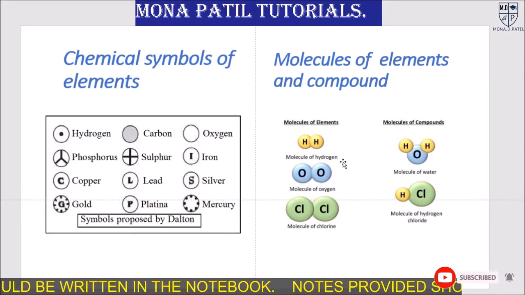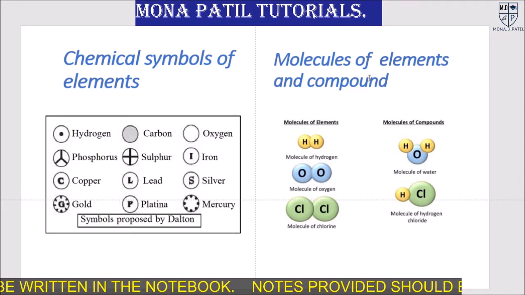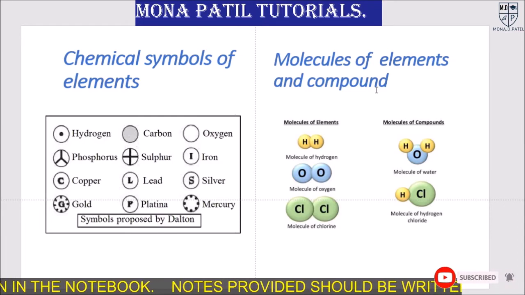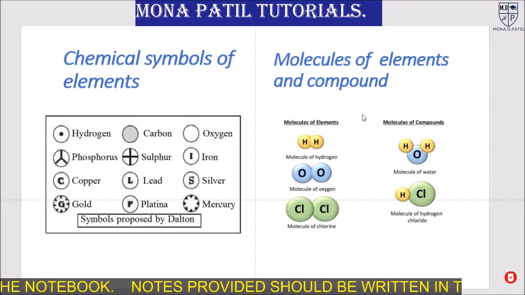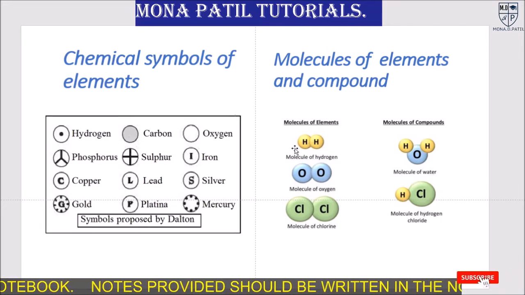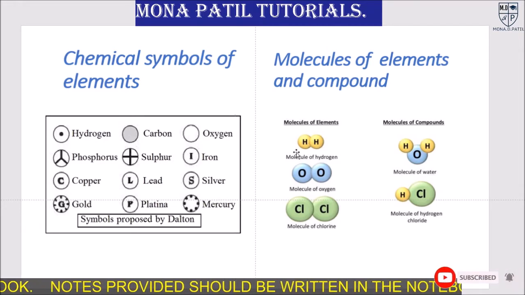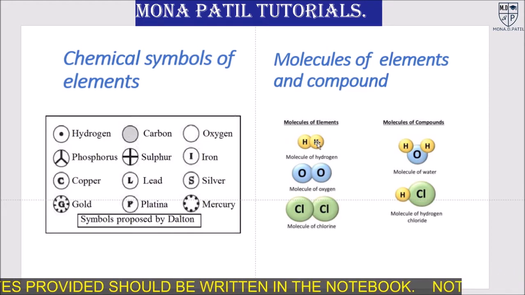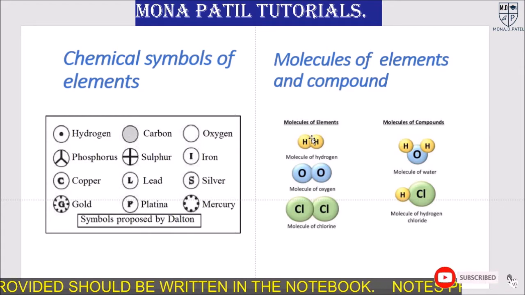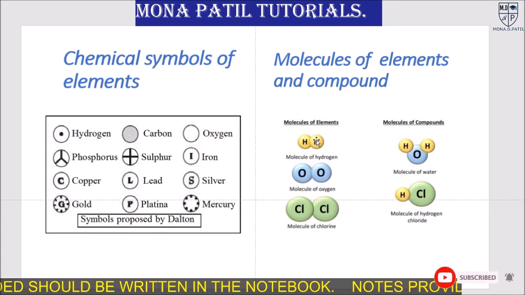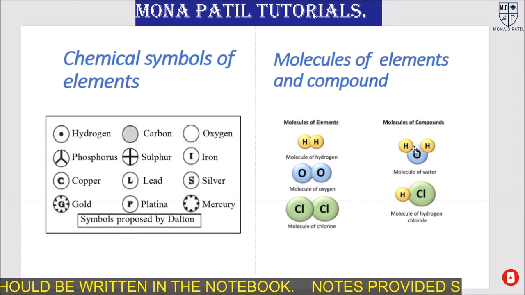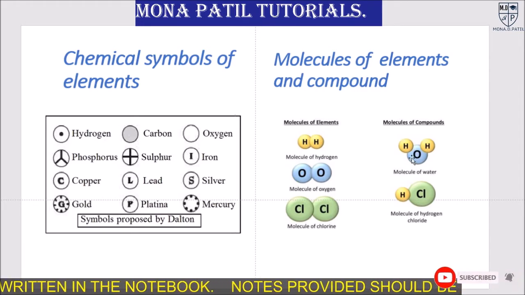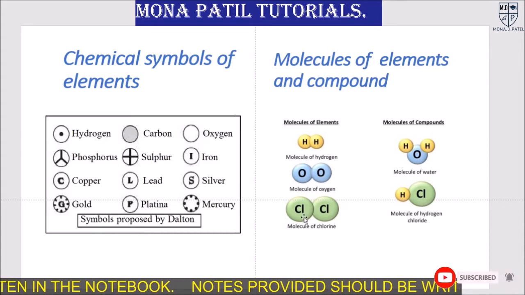Then here, molecular elements and compounds. You will observe here that the molecule has the same alphabet. Hydrogen: by combining 2 atoms, one molecule of hydrogen is formed. But if this hydrogen combines with oxygen, it will form the molecule of a compound. Such examples are given here.